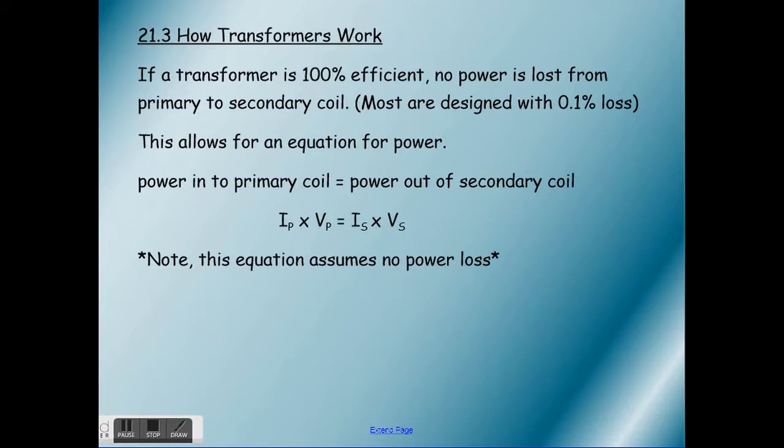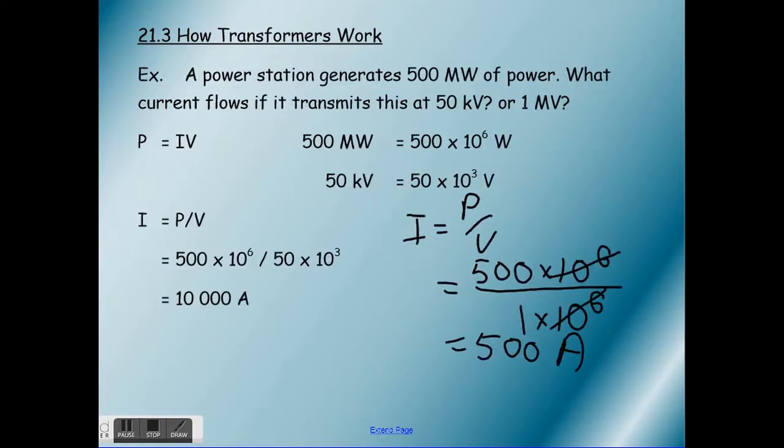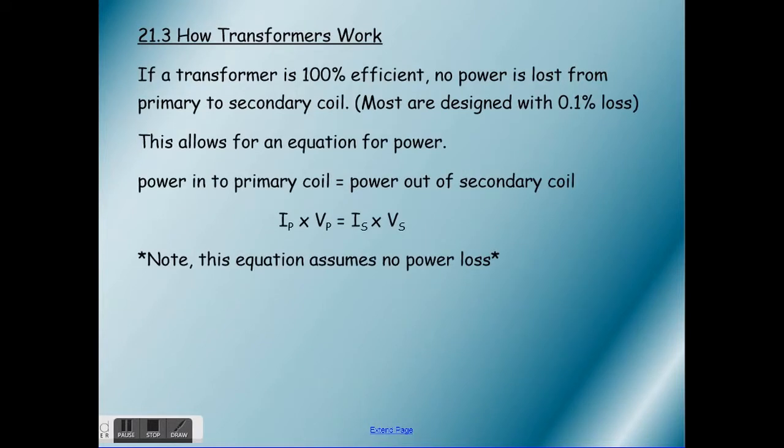So the power in the primary coil should be equal to the power in the secondary coil. Okay? So power, if we go back to here, is current times voltage. That means the current in the primary coil times the voltage in the primary coil should be equal to the current in the secondary coil times the voltage in the secondary coil.